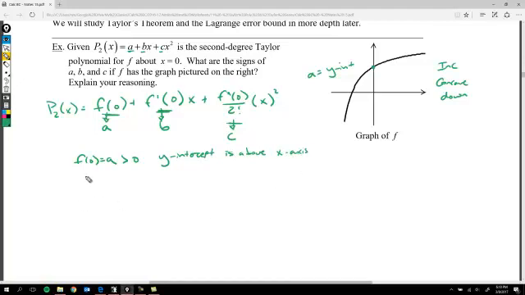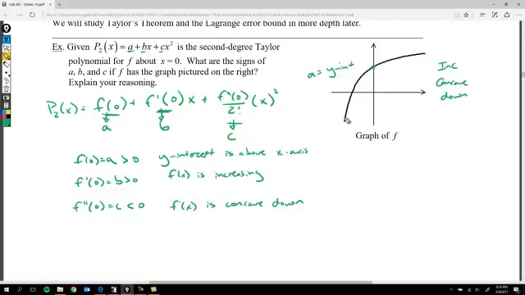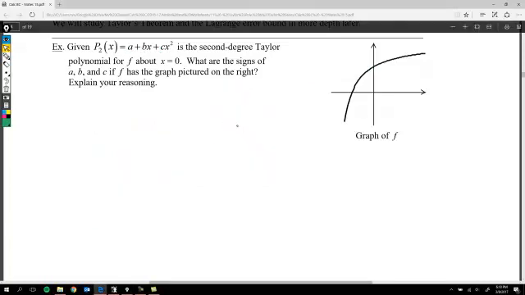Furthermore, I know that f prime of 0, which is my b value, is also positive because my function is increasing. And last but not least, f double prime of 0, which is c, is less than 0. It's negative because my function is concave down. These are all the things that I know. So this is kind of a flashback to our analysis of graphs from last semester, but still useful. All right, let's keep going.